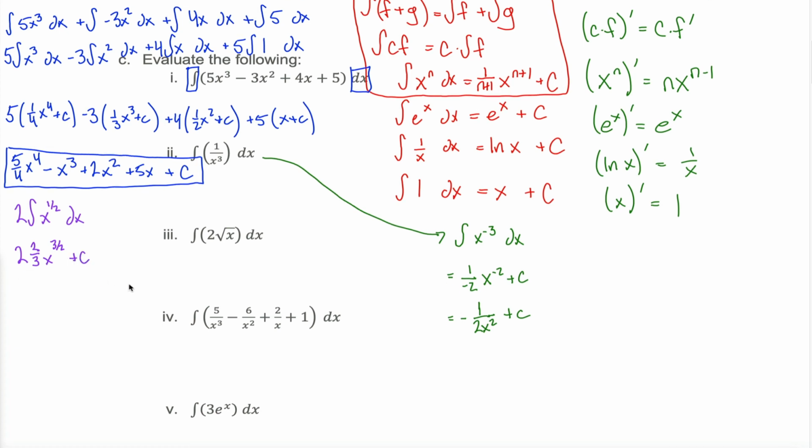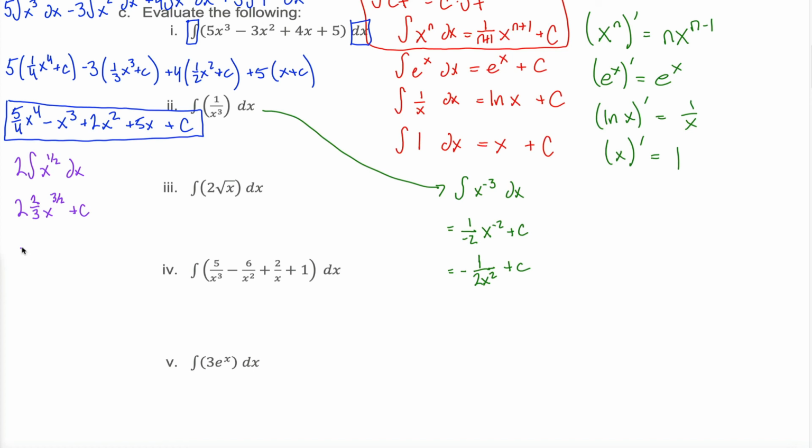Don't forget to tack on your plus c, and then it's not a bad idea to simplify this a little bit. 2 times 2/3 times x to the 3/2 can be rewritten as 4 times x to the 3/2 power divided by 3 plus c. If you really wanted, you could rewrite x to the 3/2 power as the square root of x cubed, but I probably wouldn't bother. I think this is perfectly sufficient. I'd leave my answer like this.